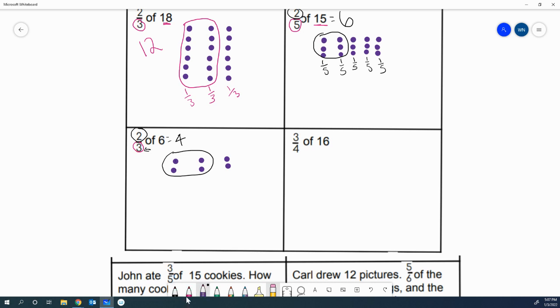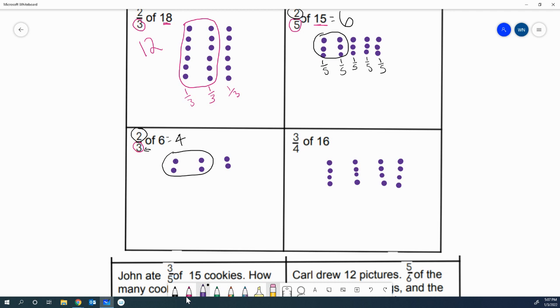3/4 of 16. Go ahead. For this one, I know I need to divide it into 4 equal groups. I'm going to say 1, 2, 3, 4, 5, 6, 7, 8, 9, 10, 11, 12, 13, 14, 15, 16. And I know some of you are thinking, but Ms. Wilson, what if it doesn't divide equally?